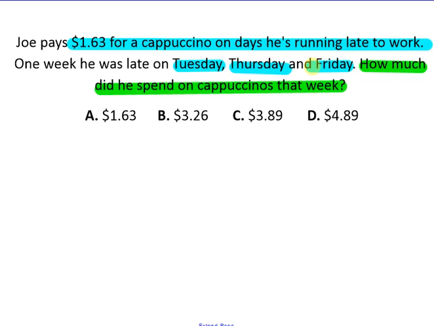This looks again like repeated addition to me, okay? Because it's 1, 2, 3 days. So I could add $1.63 to itself 3 times, but the more efficient way to do it would be to do 1.63 times 3. So 3 times 3 is 9. 3 times 6 is 18. Carry the 1. 3 times 1 is 3, plus 1 is 4.